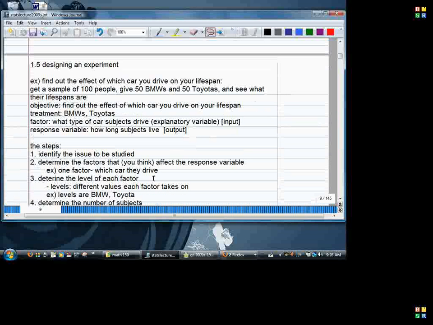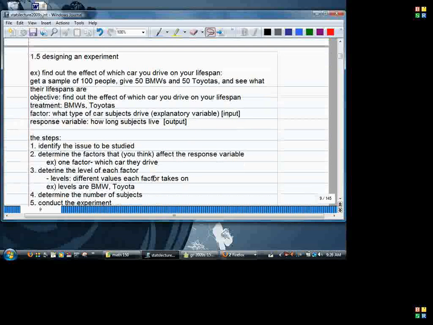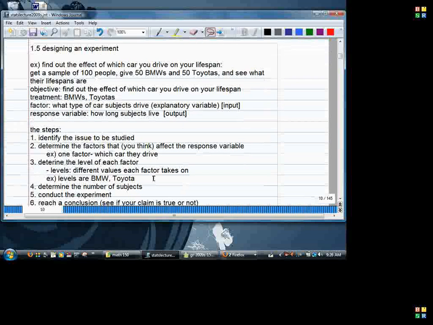Next, you have to determine the number of subjects, and we're actually going to do this from a computational point of view later in the semester when we start doing computational stuff. 5, of course, you conduct the experiment, and then 6, you reach a conclusion. You see if your claim is true or not.